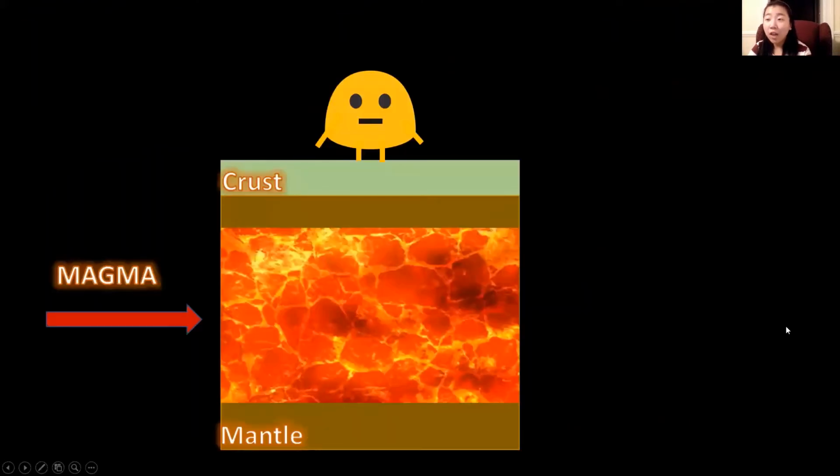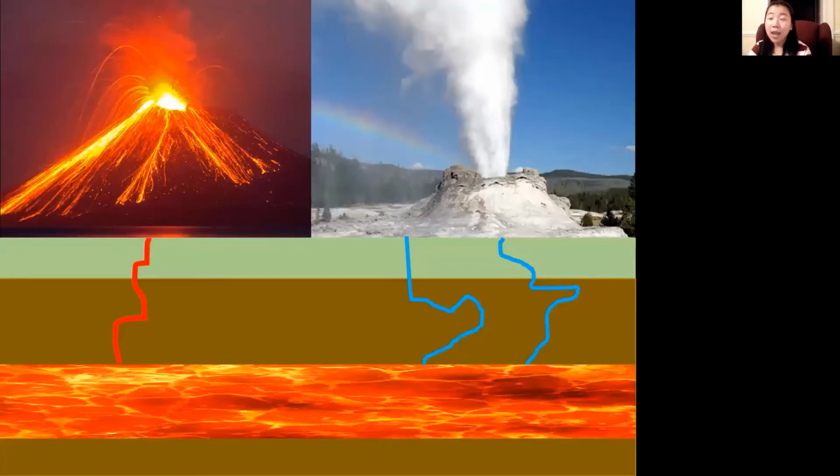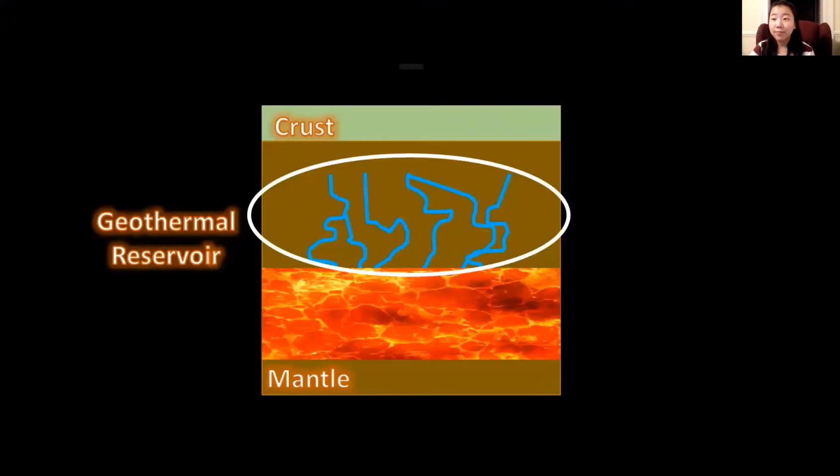Magma, or very hot liquid rocks, can be found underneath the Earth's crust, and it will heat up the water that is found underground. Sometimes magma and hot water can find a way back up to the Earth's surface, creating volcanoes and geysers. But many times, hot water and steam are trapped underground, and they form geothermal reservoirs.